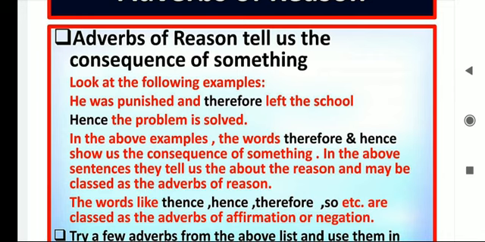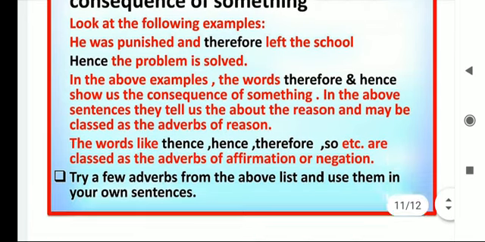So, in the above sentences, they tell us about reason and may be classed as adverbs of reason. So, therefore, the words like thence, hence, therefore, so, etc. are classed as the adverbs of reason, not affirmation or negation. It is wrong, so let me make it correct. The words therefore, hence, thence, so, etc. are classed as the adverbs of reason. Please make a correction.